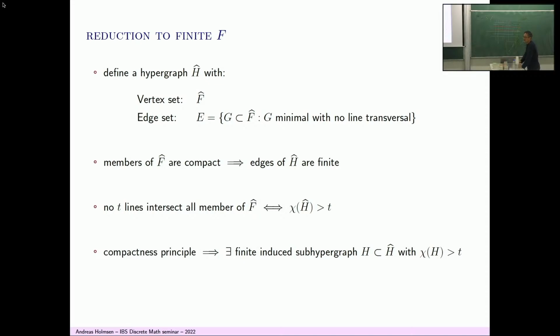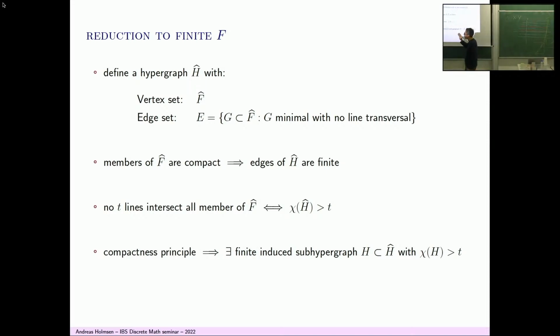So first you reduce to finite. And so you make a hypergraph whose vertex set is this infinite family. And the edge set are the subfamilies that are minimal and have no line transversal. So it's the subfamilies that have no line transversal, counterexamples to Helly's theorem, but every proper subfamily of those has a line transversal. So that's an infinite hypergraph. And then, since the members of F are compact, it means that the edges of that hypergraph are finite. And this is from the finite intersection property of compact sets.